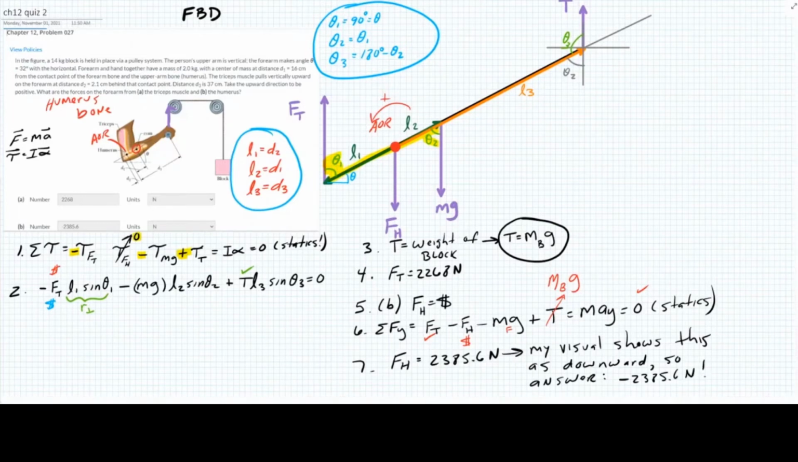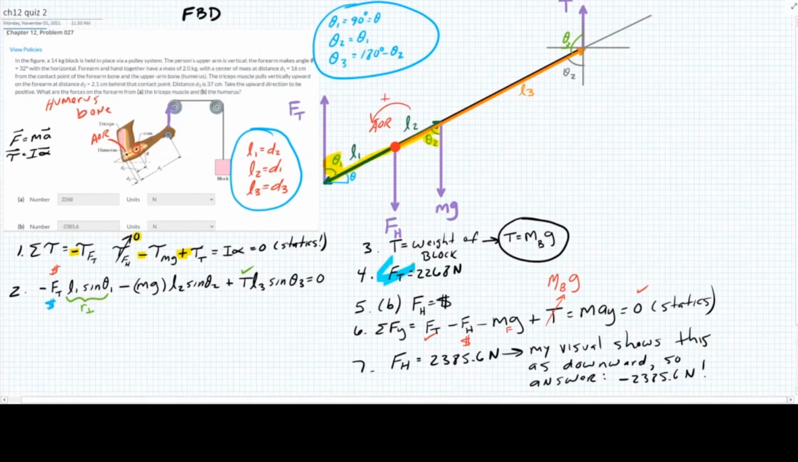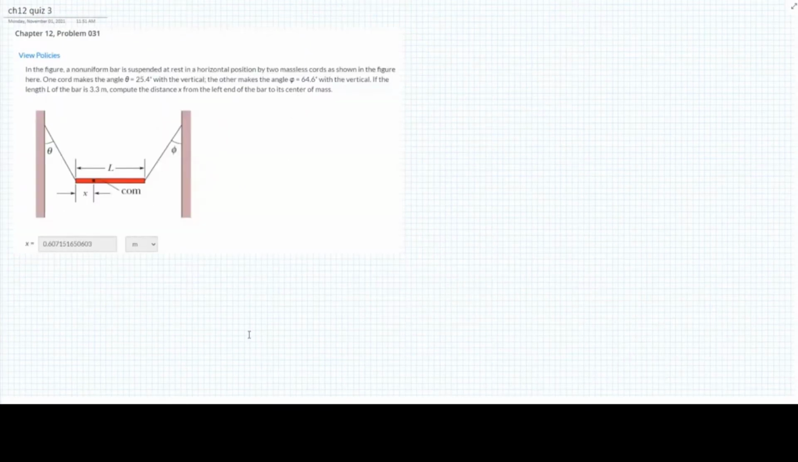Okay. Got part A, got part B. Right now, you should see chapter 12, quiz 3. It ideally looks like this. More equilibrium, more statics, more static analysis.